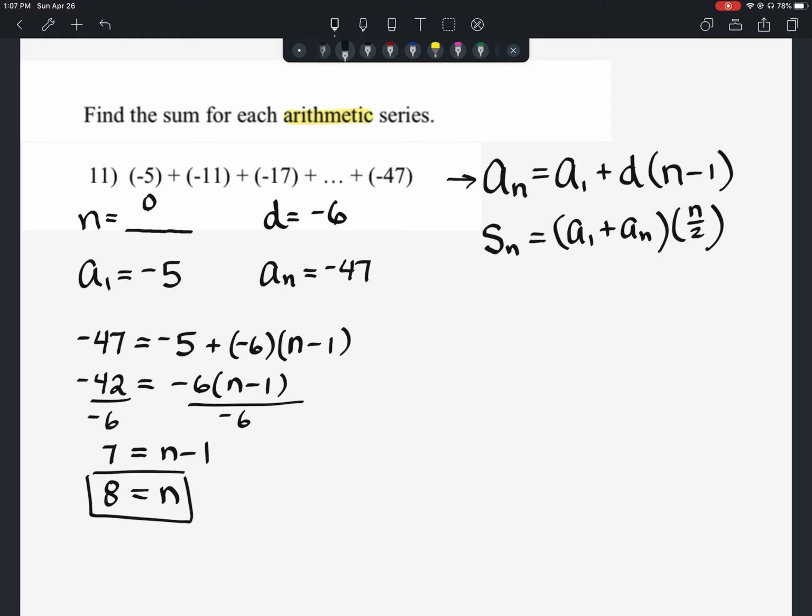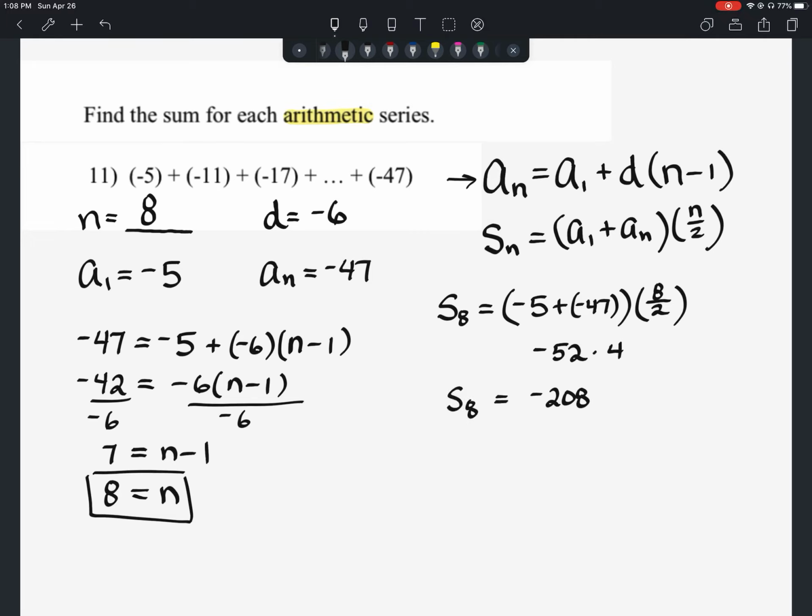We're not finished though, right? We just found the number of terms. Now we need to find the sum. So we're going to use our second equation. The sum of those 8 terms will equal -5 plus -47 times 8 divided by 2. Well, that's -52 times 4, which should end up being -208. That is the sum of those 8 terms.